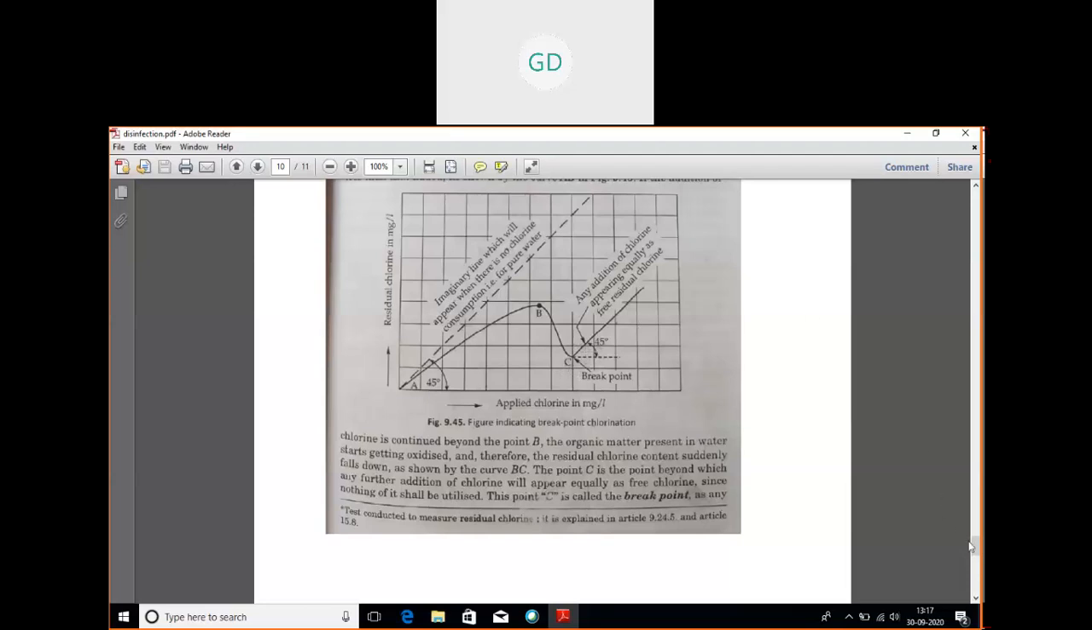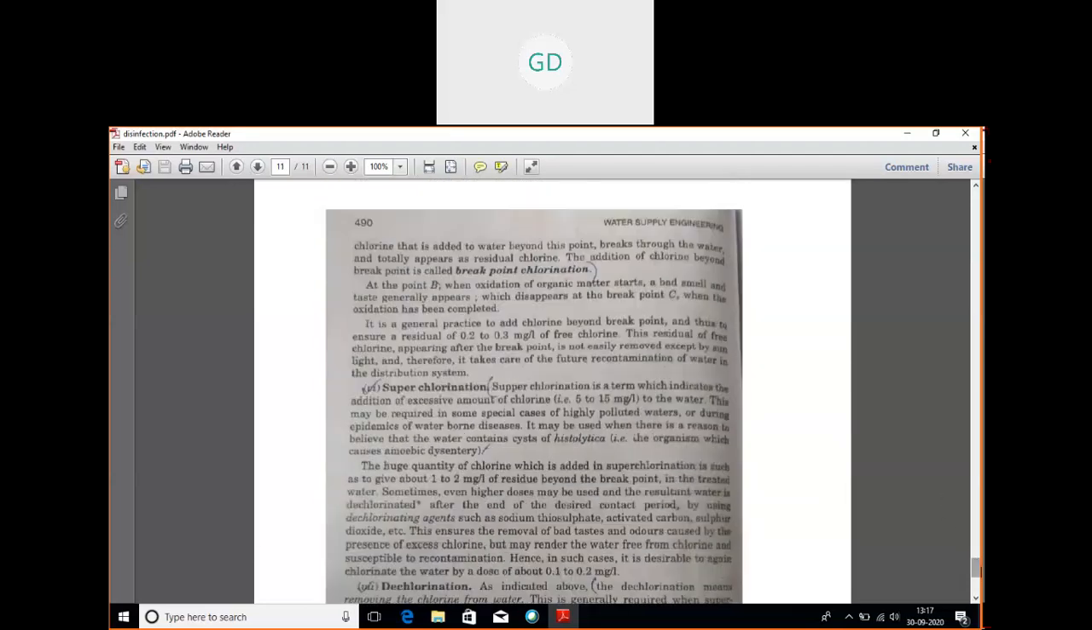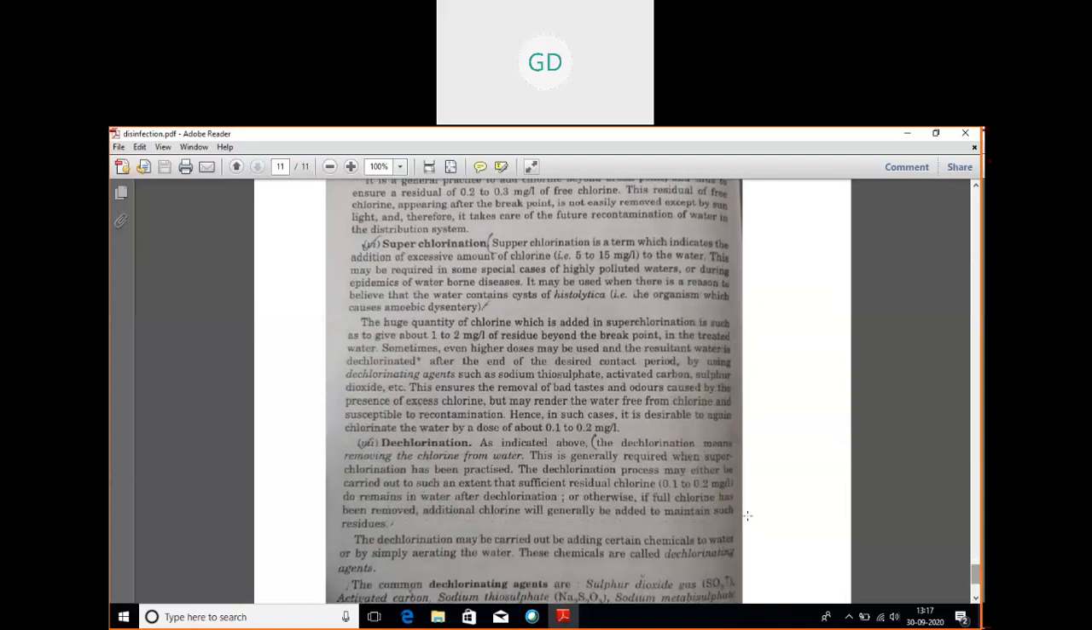Next is your superchlorination. Okay, so superchlorination, from the name itself, you can imagine that it is the addition of an excessive amount of chlorine to the water. Okay, it is the excessive use of chlorine in the water. And what is the dose of chlorine? It is 5 to 15 milligram per liter.